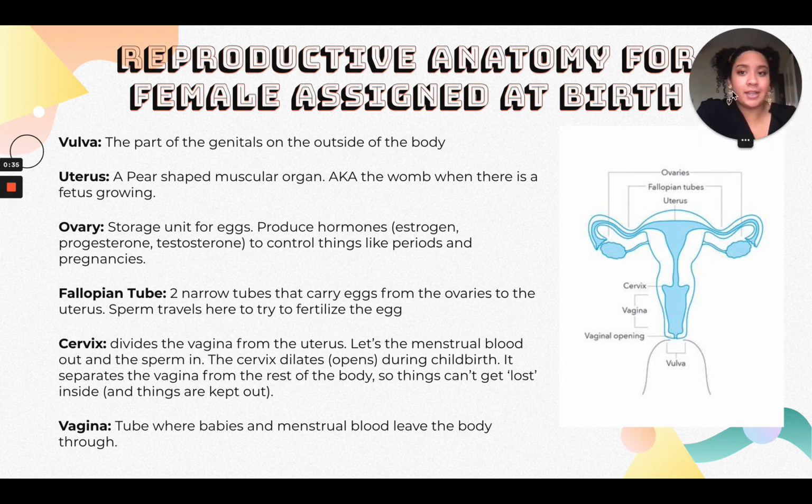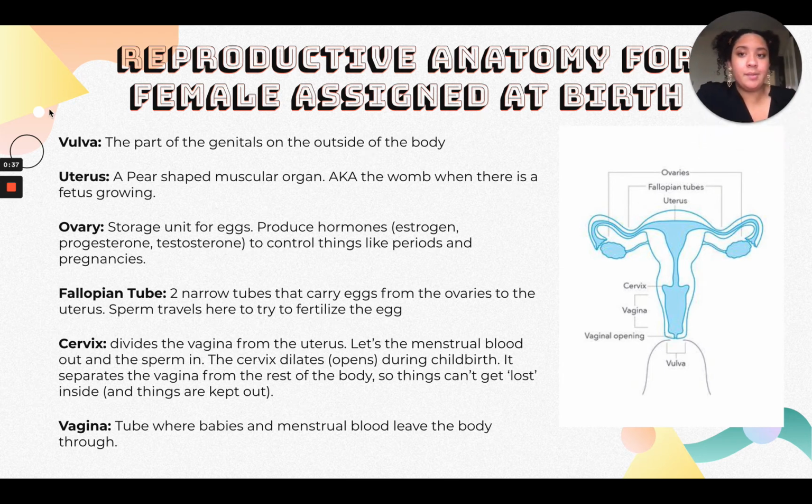So let's first look at the female assigned at birth. They have a vulva. A vulva is the outer part of the genitals. It's outside of the body. That's usually called the vagina, but that is not correct. That is the vulva, the outer part.